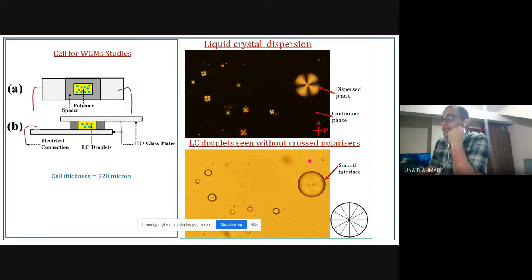And when we see these droplets without cross-polarizers, when we remove the cross-polarizers, this is how these droplets look. So basically what we want is a droplet having a smooth interface at this position. It should not be rough or have any impurities there, because this will again result in the loss of light. So this is how a typical droplet looks in homeotropic configuration.